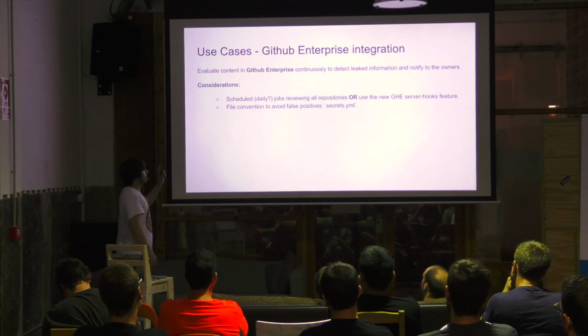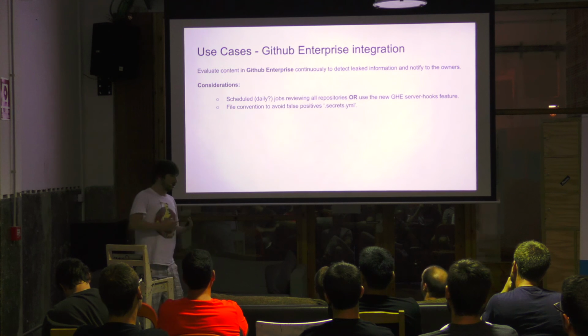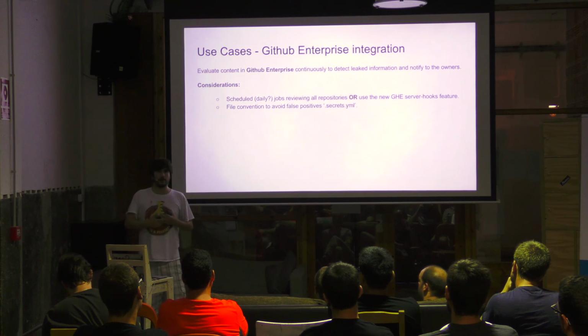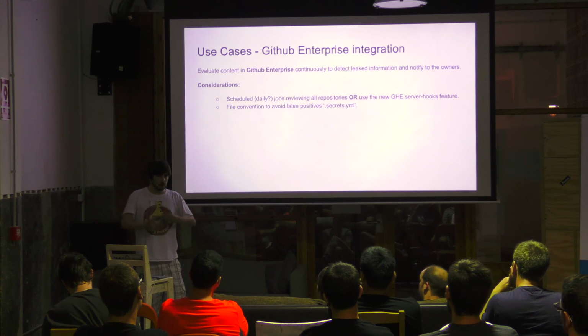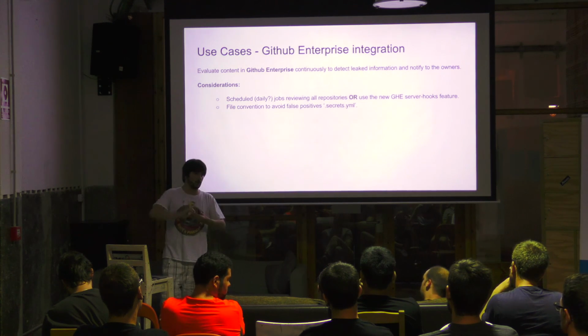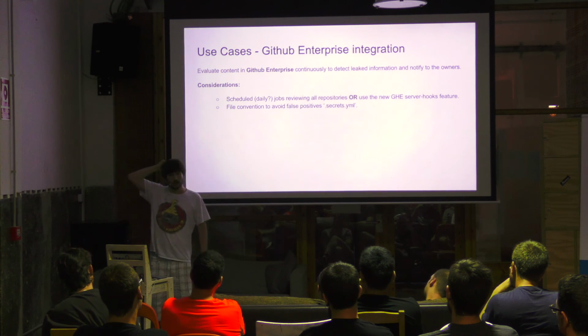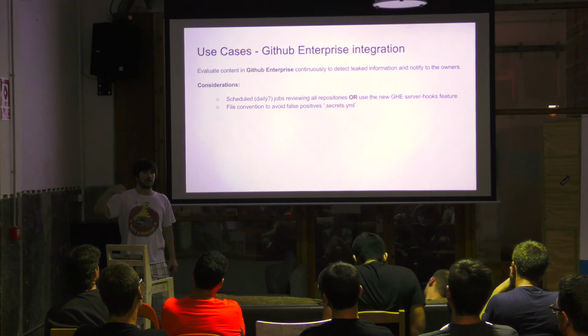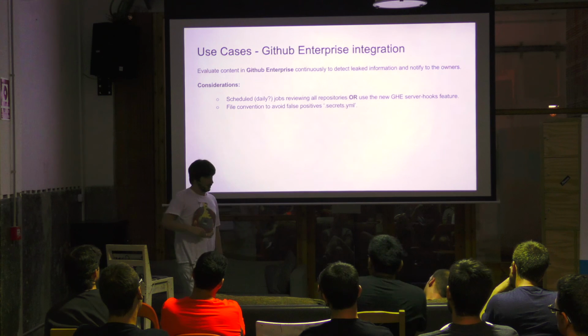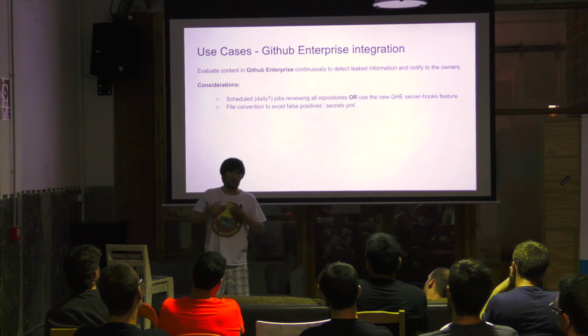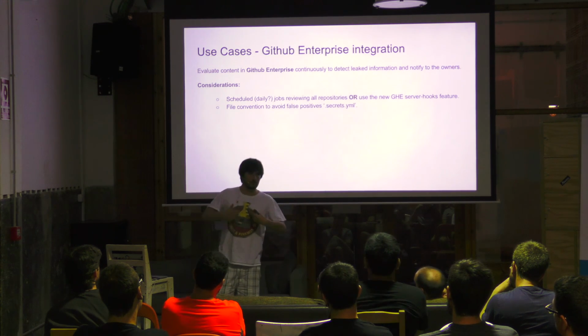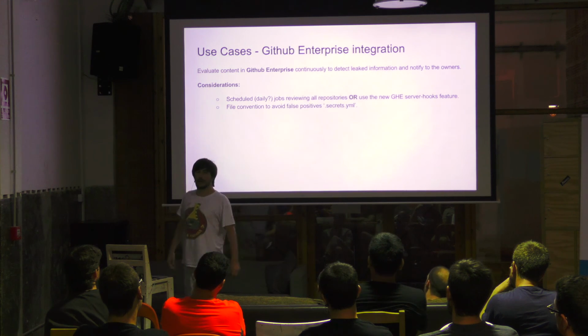Another important thing is that, of course, if there are a lot of false positives, you need some way to manage this for your own repo. If you push content to our GitHub Enterprise and you are getting a lot of notifications that are not real, at some point you will ignore all the notifications. So we need a way to indicate these false positives.